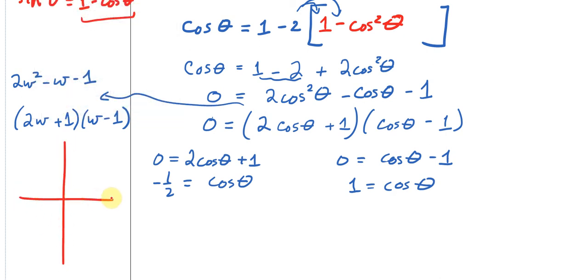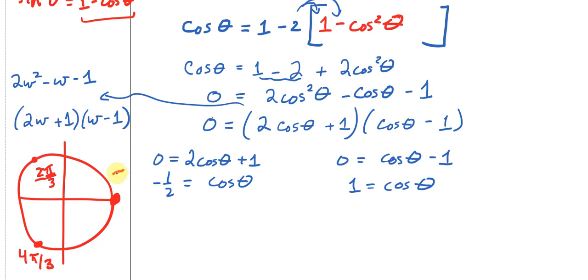So here is the unit circle, and cosine is equal to negative 1/2 right here and right there, and those 2 points are 2 pi over 3, and down here this is 4 pi over 3. Cosine is equal to 1 right here, and at that point theta is equal to 0. Okay. So our final solutions: theta is equal to 0, theta is equal to 2 pi over 3, and theta is equal to 4 pi over 3.